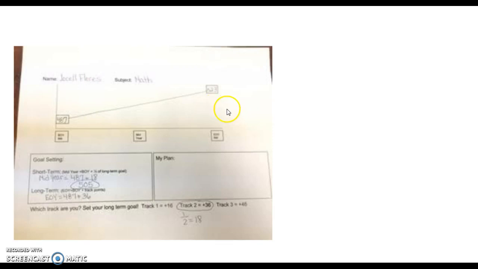So obviously more is great, but we want to be at that minimum by middle of the year. And then all Joselle did was just fit in a plan for how she's going to do that. So she said that she wants to complete 2 instructional lessons per week. I would even challenge you to use a different word besides complete, because we don't want to just complete lessons. We want to pass lessons.